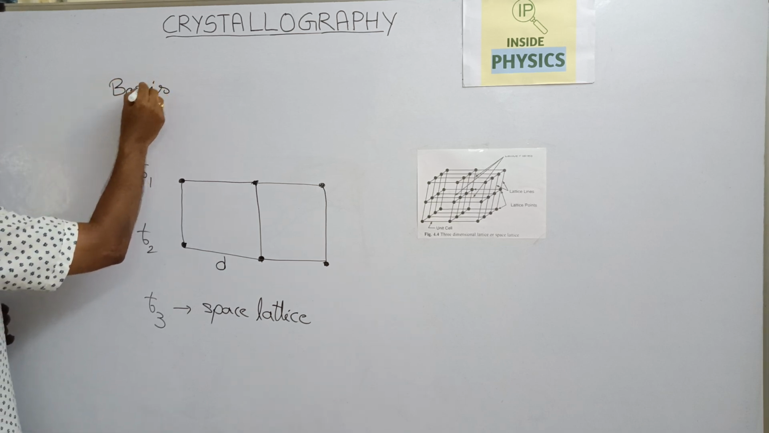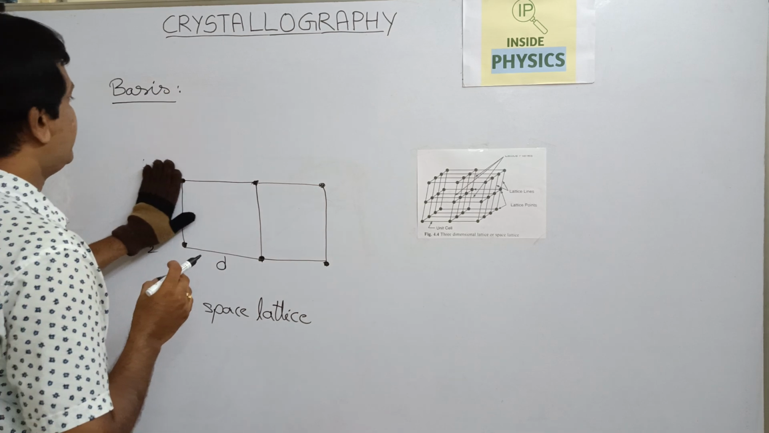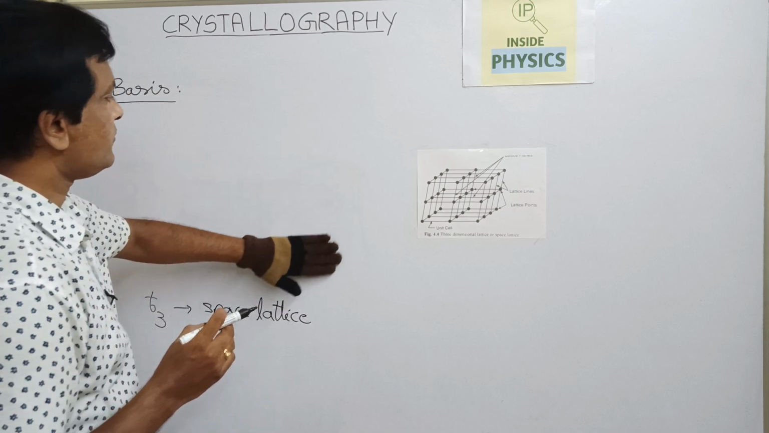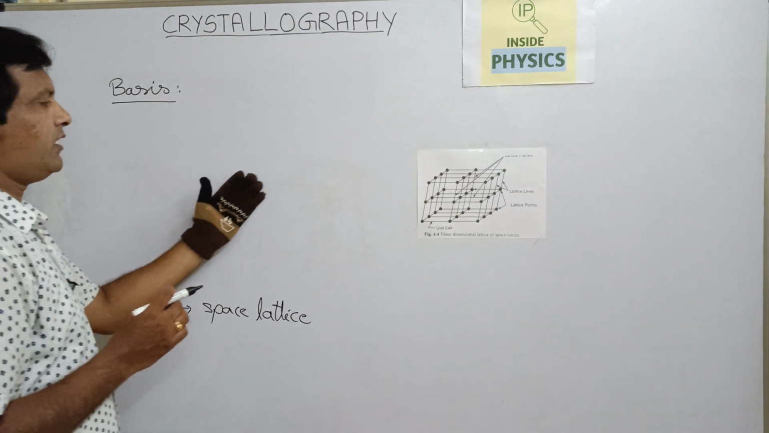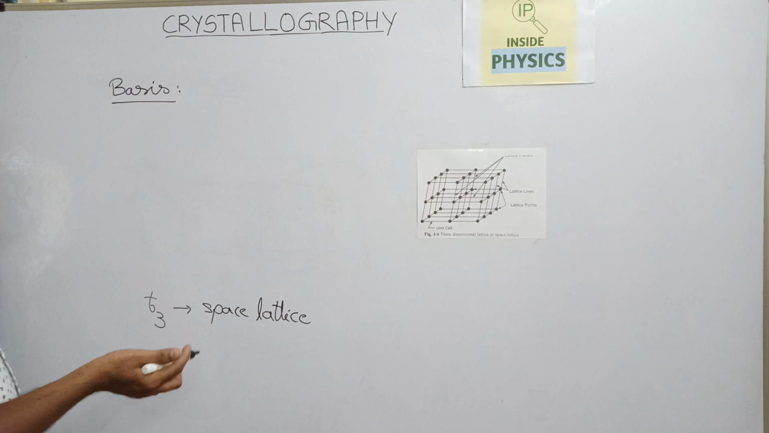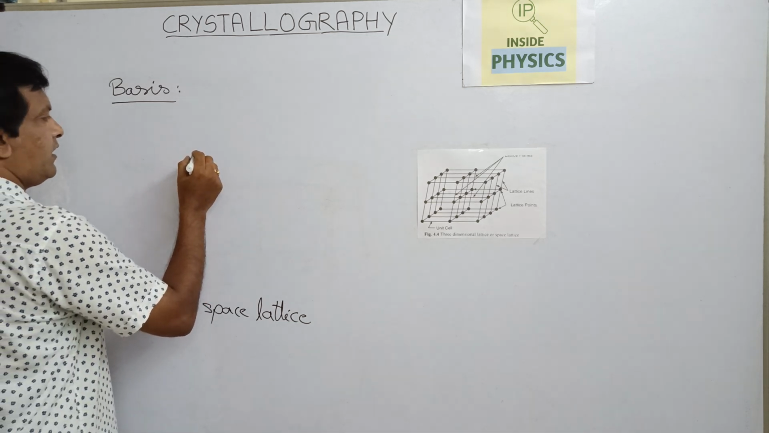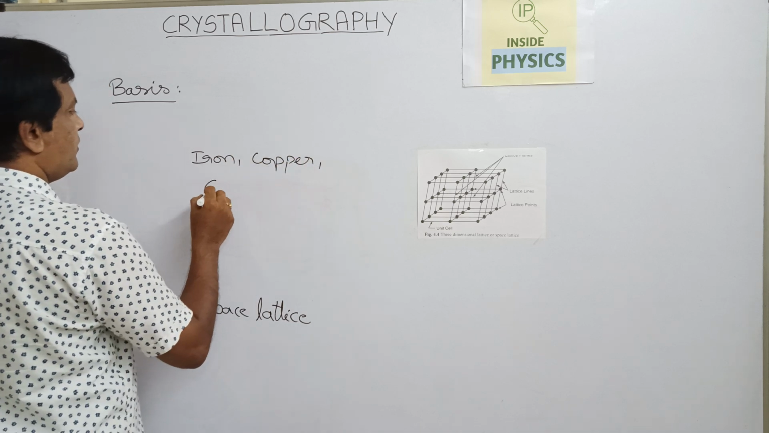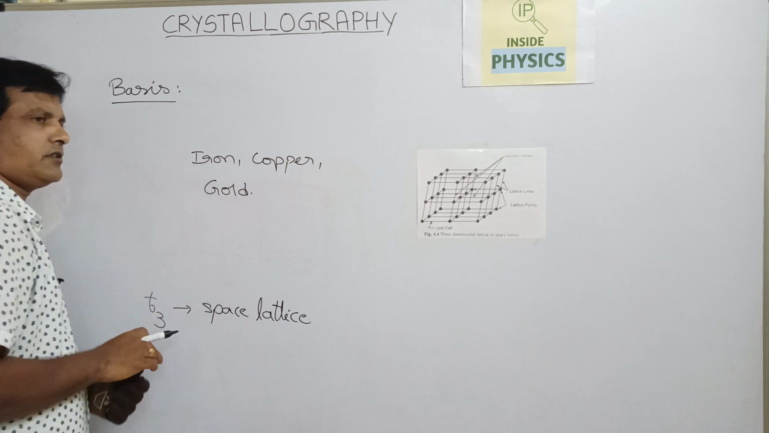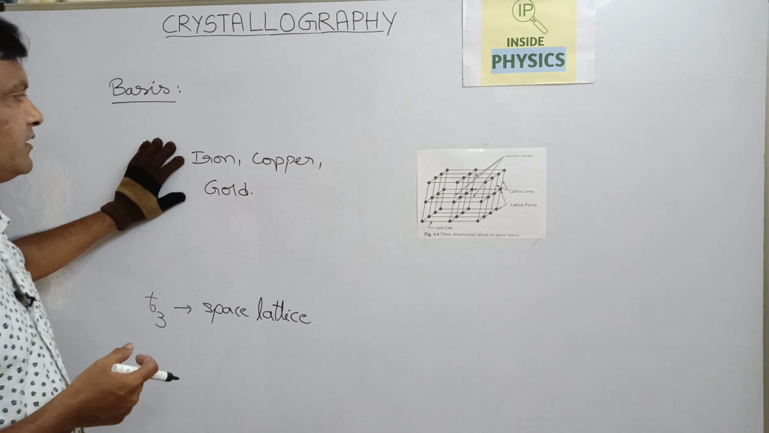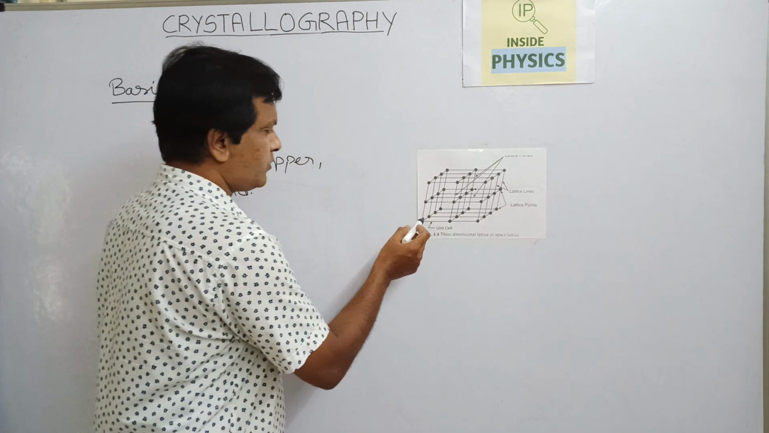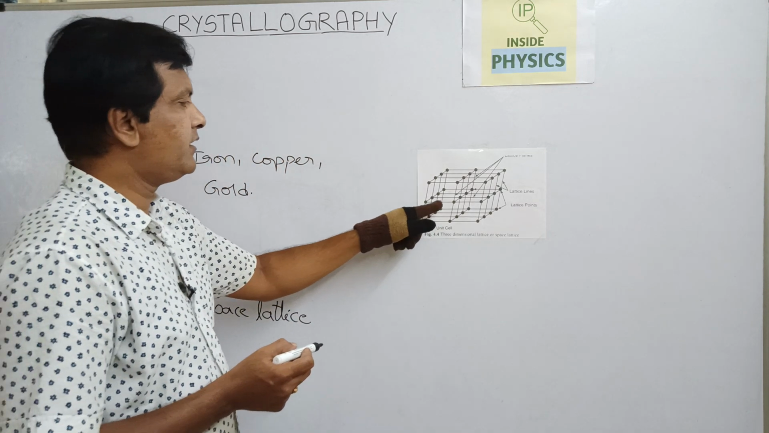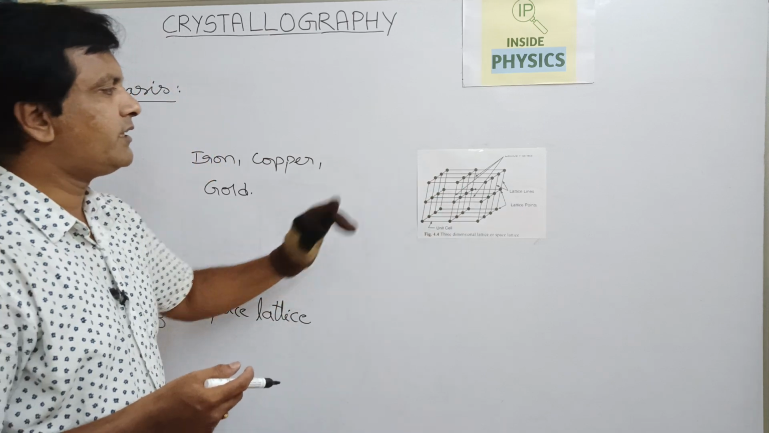The second important definition is basis. What is a basis? It is a group of atoms surrounding the lattice point with which the lattice structure is built. If it is a monoatomic crystal like iron or copper, silver, gold, these create a monoatomic space lattice. So there is a single atom, and if you go through the iron crystal, all the iron atoms will appear at all the lattice points.